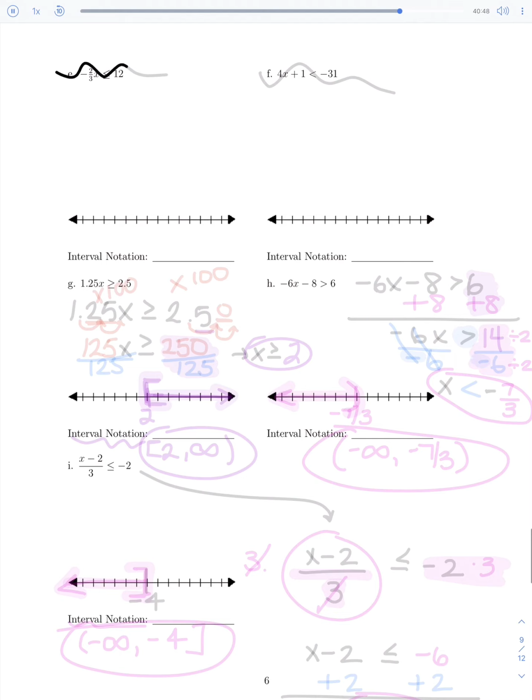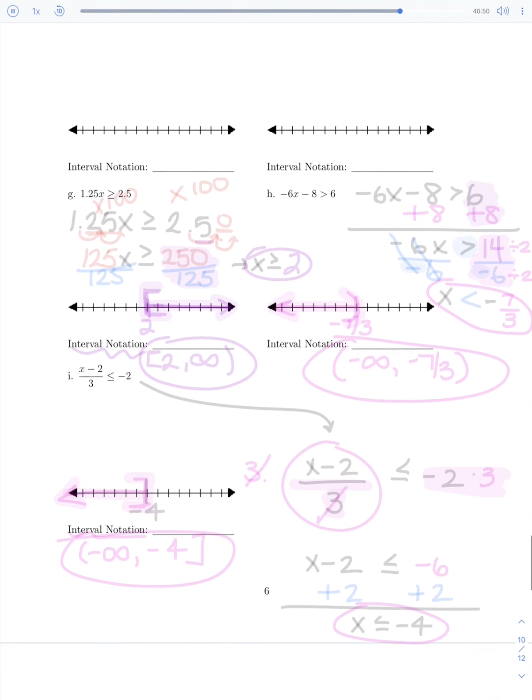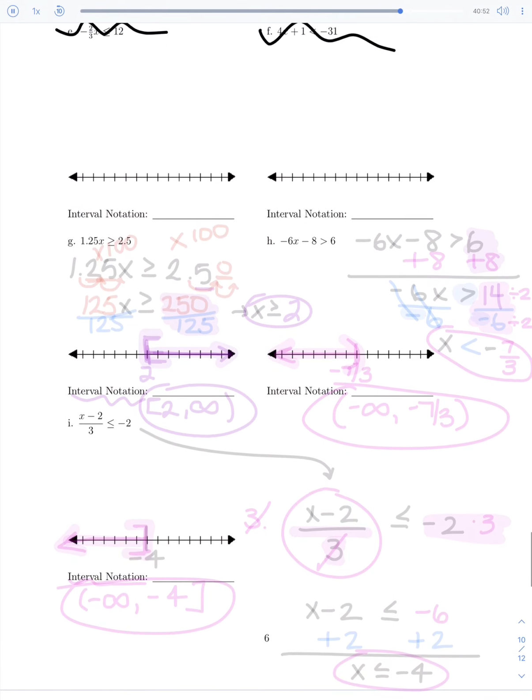Continuing along, we've already done E and F. Let's take a look at G. In G, we've got 1.25x is greater than or equal to 2.5. Now, we did problems like this in the last section when we did equations. The idea is I'd like to get rid of all the decimals. Now, notice, though, on the left-hand side, I have 2 decimal places to get rid of, but on the right-hand side, I only have 1.